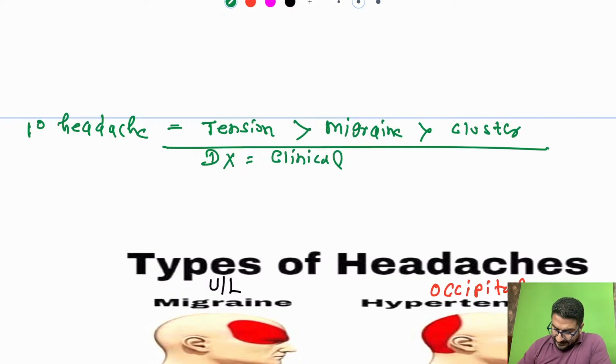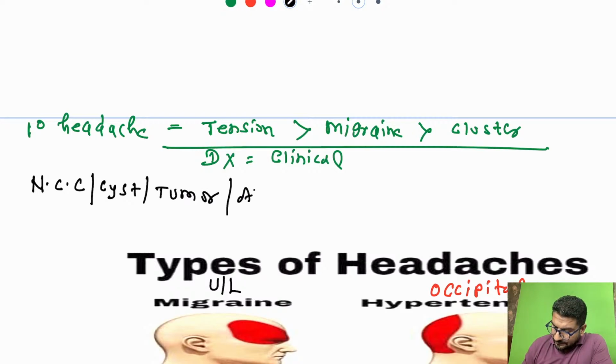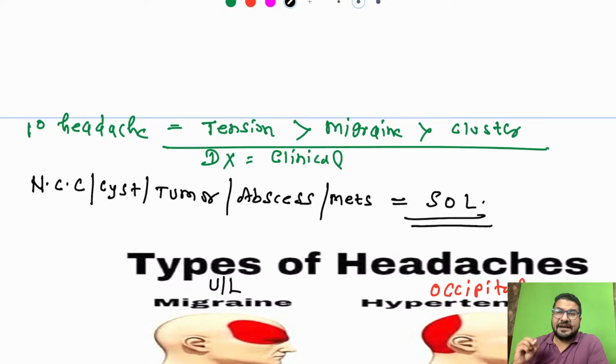Now there are some headaches, for example headache due to NCC, neurocysticercosis, or headache due to any cyst in the brain, or due to some brain tumor, or any brain abscess, or any metastasis in your brain. Headache due to cyst, tumor, abscess, mets, anything that is occupying space in your brain, we call a space occupying lesion. So this can also produce headache.